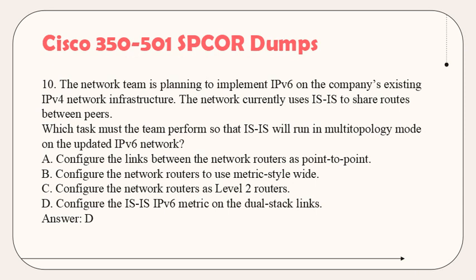10. The network team is planning to implement IPv6 on the company's existing IPv4 network infrastructure. The network currently uses IS-IS to share routes between peers. Which task must the team perform so that IS-IS will run in multi-topology mode on the updated IPv6 network? A. Configure the links between the network routers as point-to-point. B. Configure the network routers to use metric style wide. C. Configure the network routers as Level 2 routers. D. Configure the IS-IS IPv6 metric on the dual stack links. Answer: D.